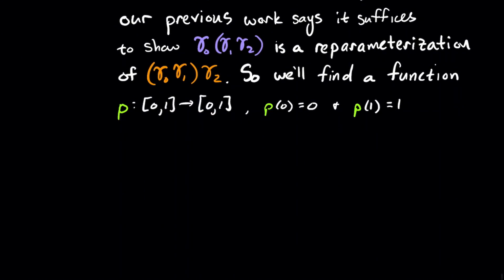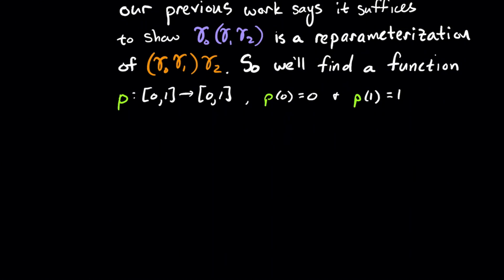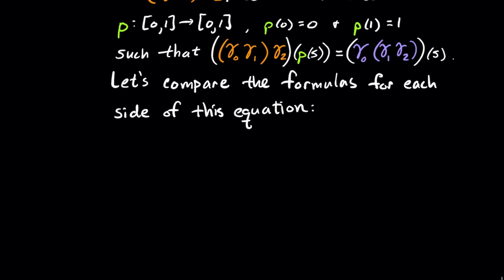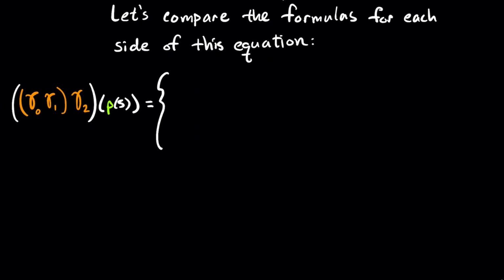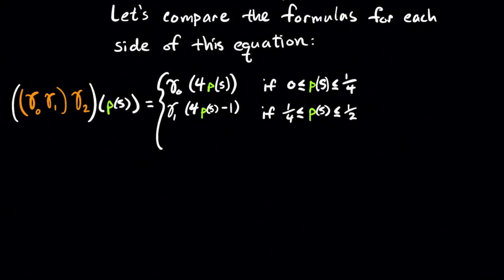So what we're going to do is find a function p that allows me to make that reparameterization more concrete. What do I compose with so that the purple is the orange composed with p? Now let's compare the formulas for each side of this equation. If we pull along on the orange formula here, remember, you go around gamma naught, gamma 1 at double speed, then gamma 2 at double speed. But that path product means you have to go around gamma naught and gamma 1 at quadruple speed, and then gamma 2 at double speed. So that formula works out to this.